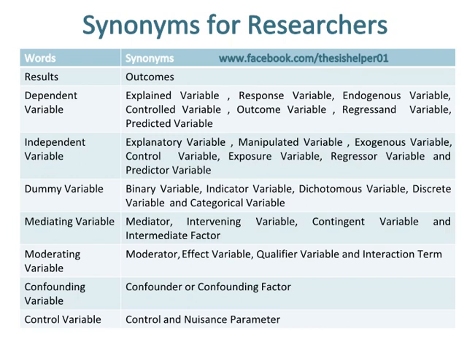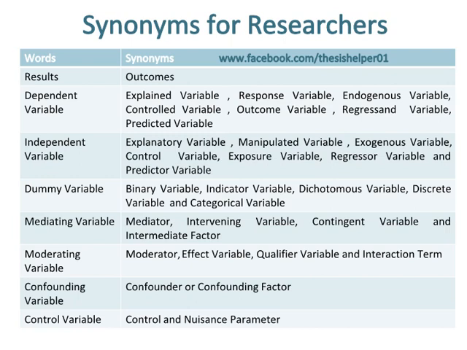Synonyms of dummy variable are binary variable, indicator variable, dichotomous variable, discrete variable and categorical variable. Synonyms of mediating variable are mediator, intervening variable, contingent variable and intermediate factor. Synonyms of moderating variable are moderator, effect variable, qualifier variable and interaction term.